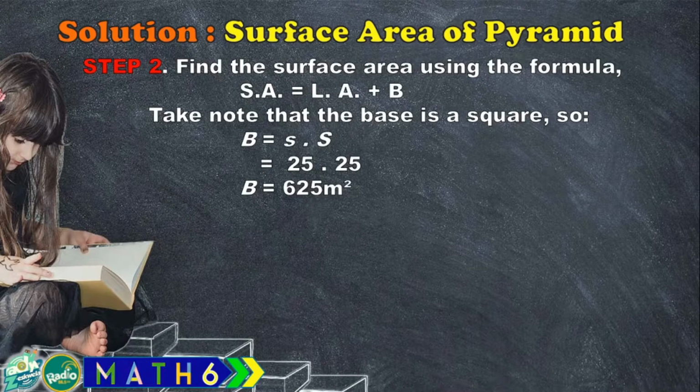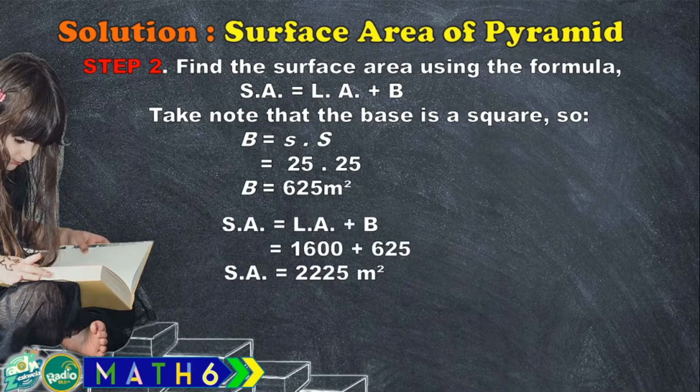And for our step 2, find the surface area using the formula surface area equals lateral area plus b, or the base. Take note that the base is a square. So, we need to solve this by using base equals s squared, or s times s. Then we get 25 times 25. Then our base is 625 meters squared. So, the area of the base is 625 meters squared.